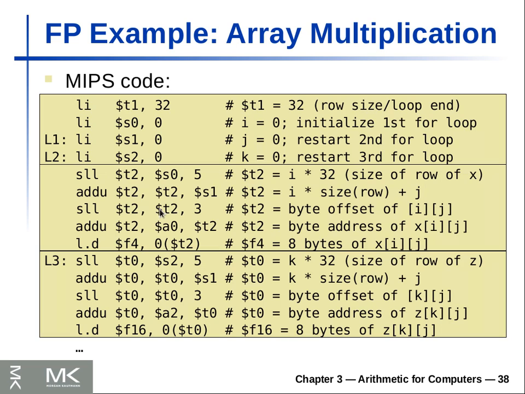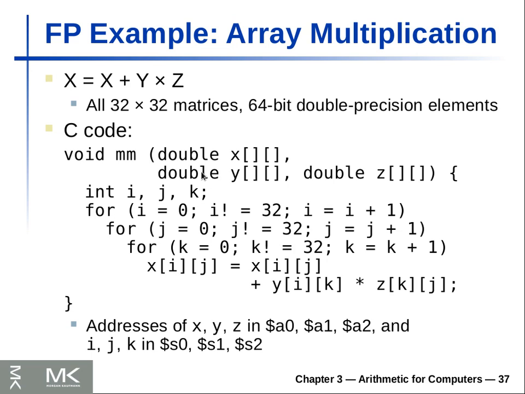And then the byte offset of J. The trick here, and this is confusing to read at first, is that it's 32 somethings, but it's a 64-bit double precision. So it's 32 times 8, because this is 8 bytes. So what's the size of each row? It's 8 times 32, which is what? 2 to the 5th times 2 to the 3rd, which is 2 to the 8th.